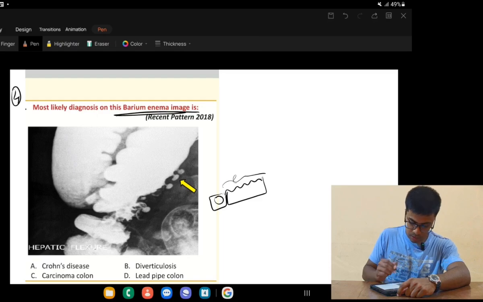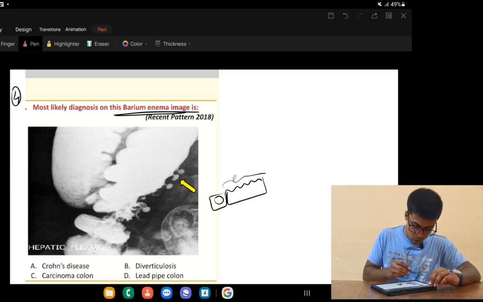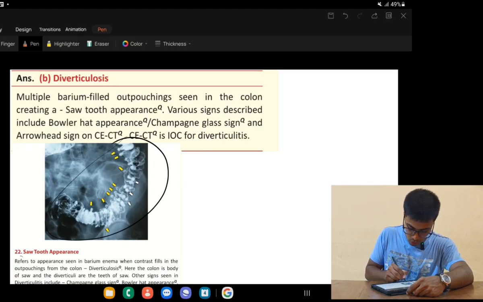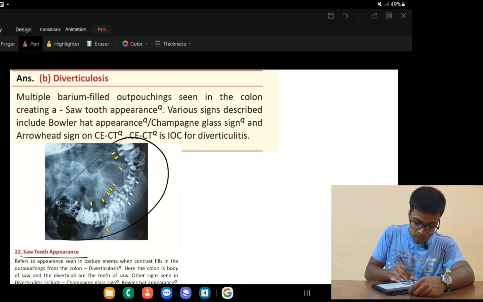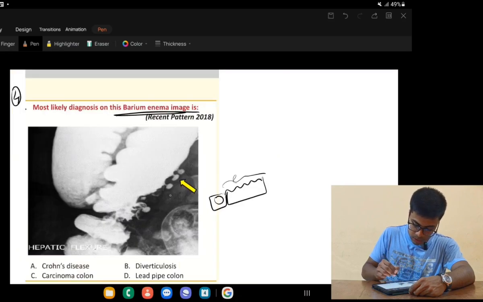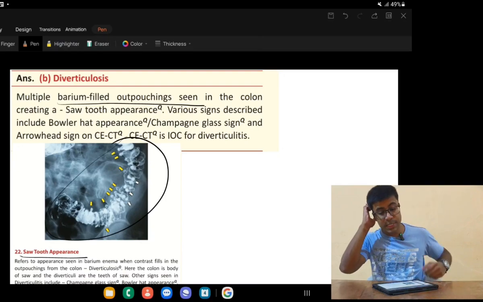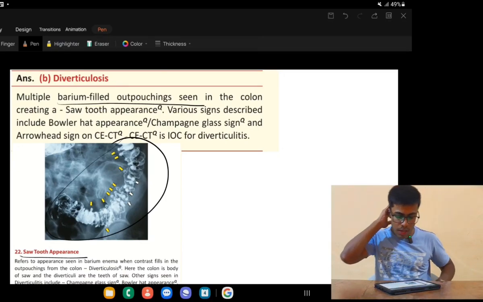So let's see what this is. We should know the sawtooth appearance for this question. So this is the sawtooth appearance related to this. Multiple barium filled outpouchings, we are seeing outpouchings here. So this is a CECT, sawtooth appearance. It is called sawtooth appearance.